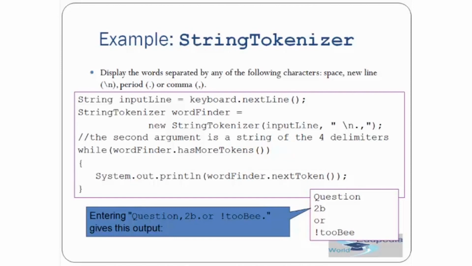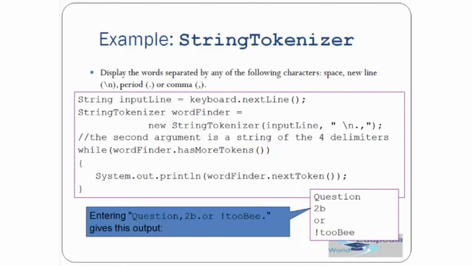After that, we are doing while wordFinder has more tokens, it keeps on doing nextToken. That means it will separate each word and treat each word as a token. And if more tokens are found, it will keep on printing those tokens using nextToken. So nextToken will give a new token and System.out.println will print that token.